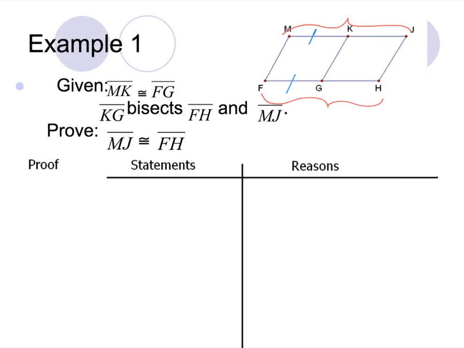So if KG bisects FH and MJ, one could also word this as KG bisects FH and KG bisects MJ. So you're seeing bisect twice. That triggers you to think, ooh, this could be multiplication or division. So from MK to MJ, am I going from small to big or big to small? I'm going from small to big, and same with FG to FH. So we're thinking multiplication property. Okay, here we go.